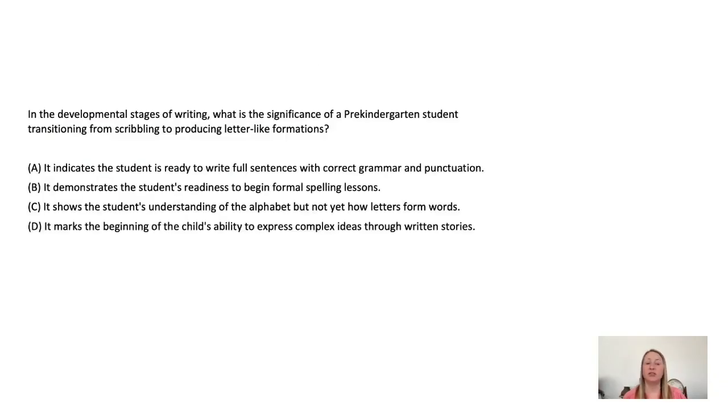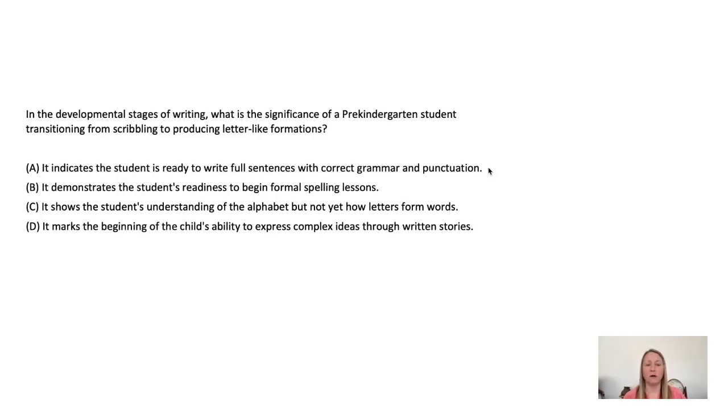In the developmental stages of writing, what is the significance of a pre-kindergarten student transitioning from scribbling to producing letter-like formations? Your choices are: it indicates the student is ready to write full sentences with correct grammar and punctuation. It demonstrates the student's readiness to begin formal spelling lessons. It shows the student's understanding of the alphabet, but not yet how letters form words. Or it marks the beginning of the child's ability to express complex ideas through written stories.